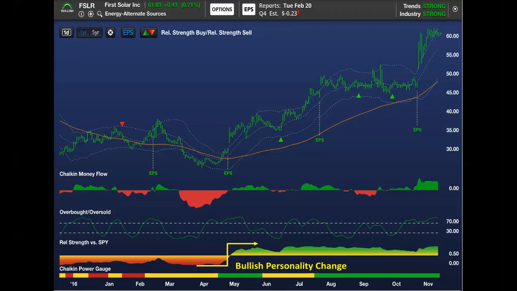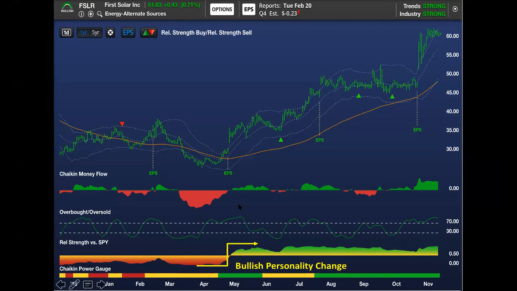So here's a stock in the solar energy business. Had very bullish ratings back in the $60, $70 area 2-3 years ago. Power gauge was bullish. Goldman Sachs had a $100 price target. That never came to pass. Power gauge rating turned bearish. The stock went into a downtrend. In March, it made a new 52-week low.